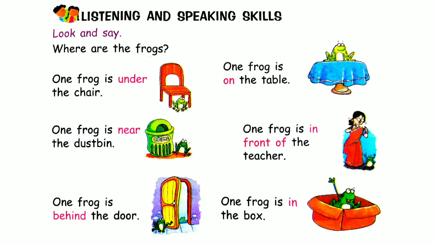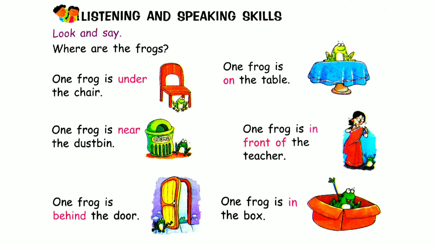One frog is on the table. On is the position of the frog. One frog is near the dustbin. Near is the position of the frog. One frog is in front of the teacher. In front of is the position of the frog.